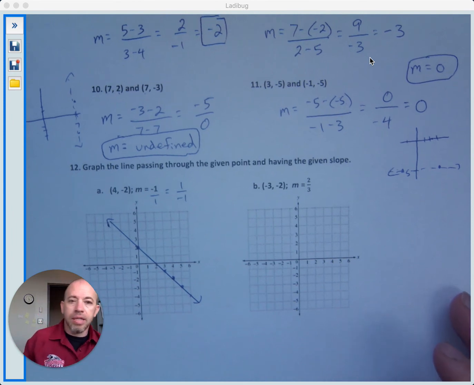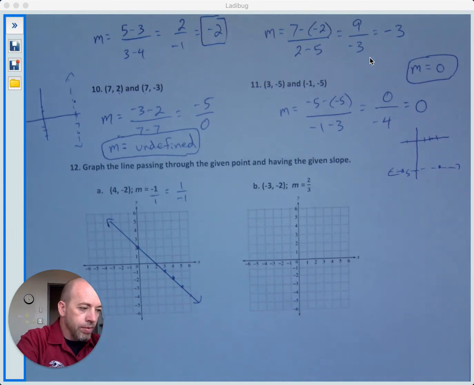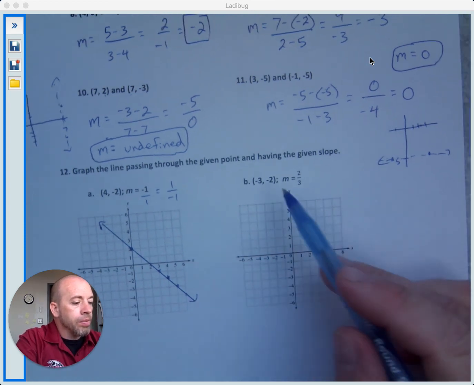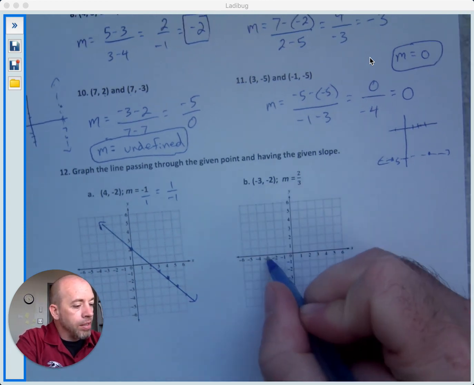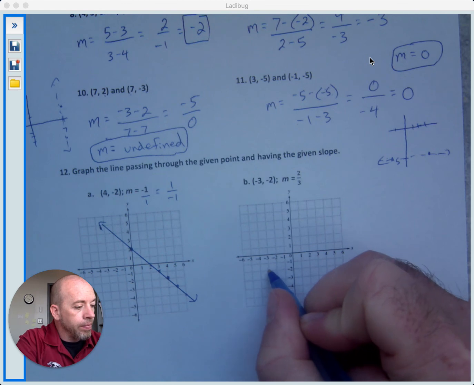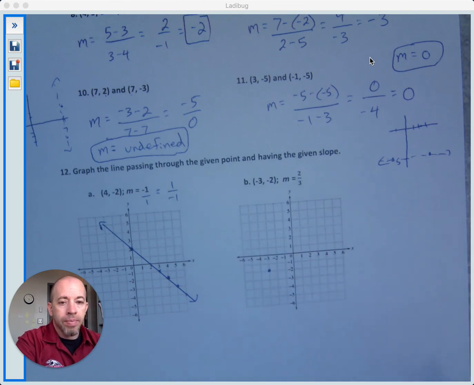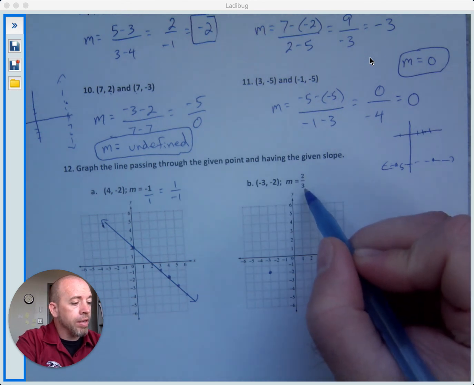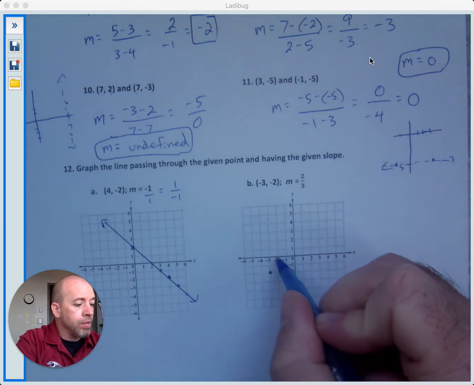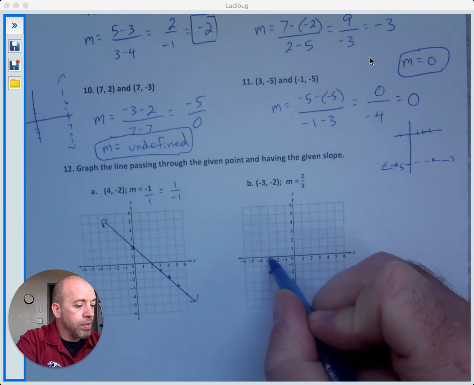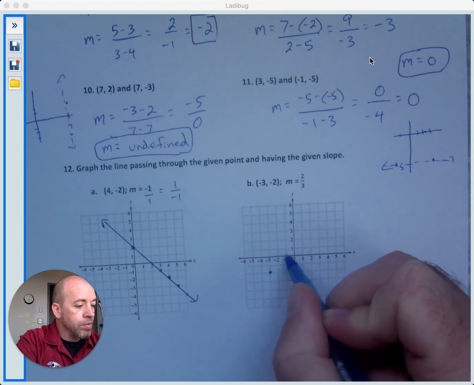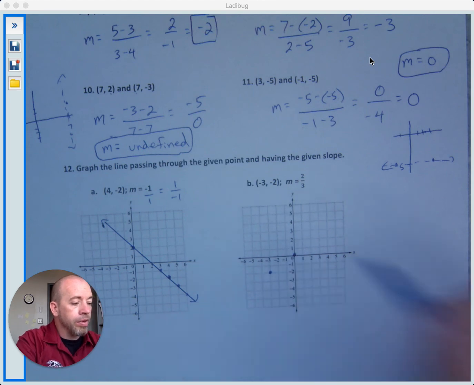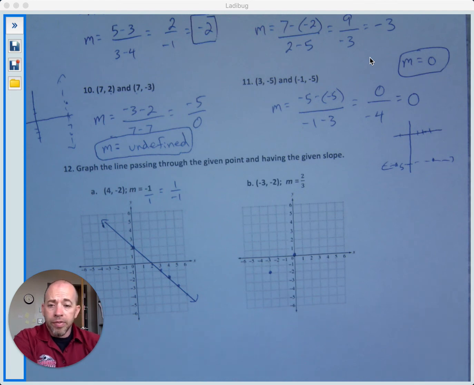So let's look at the next one. We have negative 3, negative 2, and m, our slope, is 2/3. Okay. So I'm going to plot that point, negative 3, negative 2. And my slope is 2/3, so that means I'm going to rise 2 and run 3, right? So that means up 2, and then to the right 1, 2, 3. Oh, look, I get a point right there. You only need 2 points, and that would be enough.